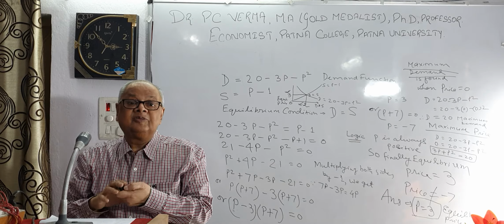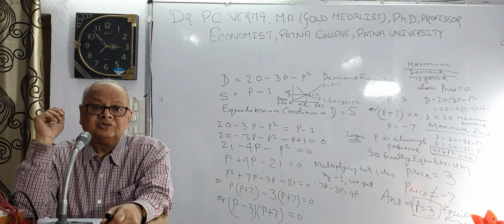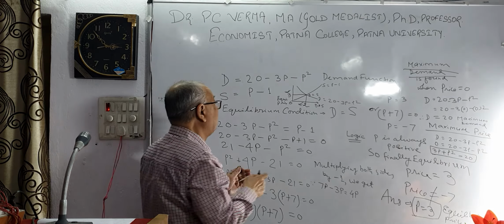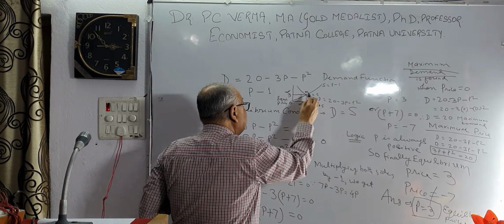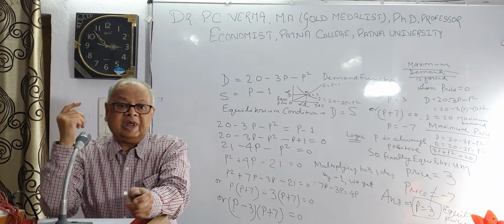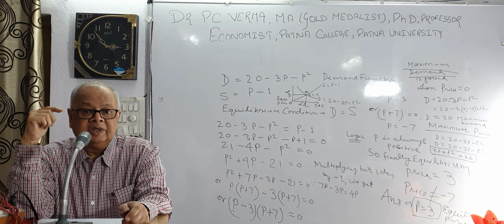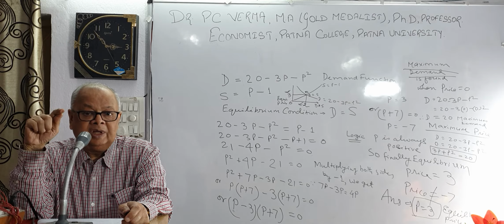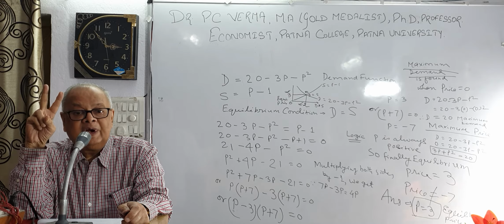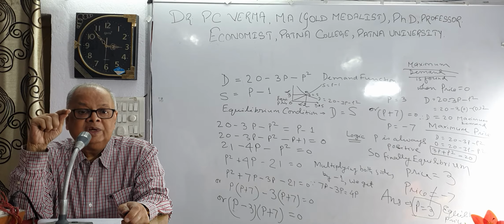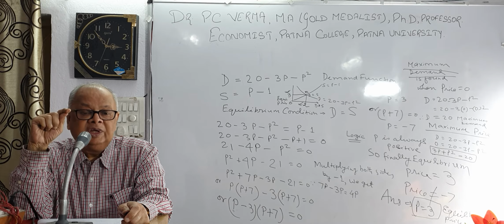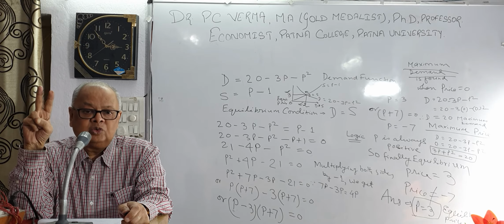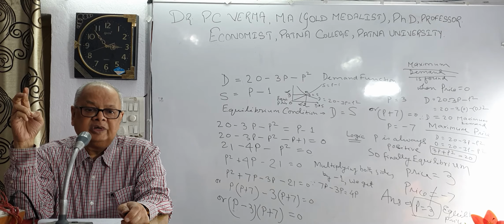Graphically, the demand function and supply function both intersect each other at point E. Then we get the equilibrium price that we found here, 3. By putting the equilibrium price into the demand equation, we get equilibrium demand 2. By putting equilibrium price 3 in the supply equation, we get supply equal to 2. Therefore demand is equal to supply. That is the equilibrium condition.